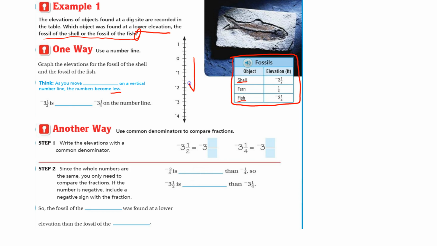As you move down on a vertical number line, the numbers become less. Okay, let's go ahead and graph these two. So the shell is at -3.5. So here's -3, halfway between 3 and 4 would be about here. So that's going to be the shell. And the fish was at -3 1/4. -3 1/4 is going to be right there. That's the fish.